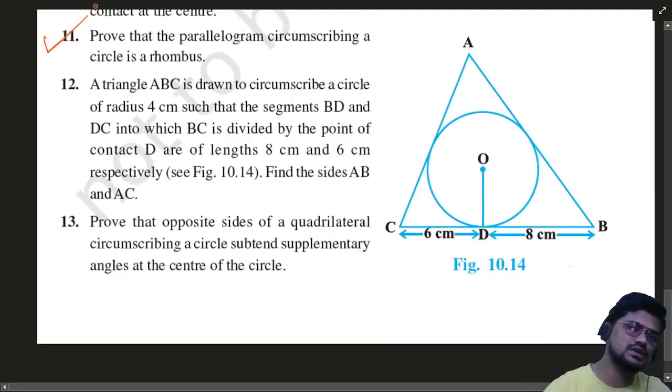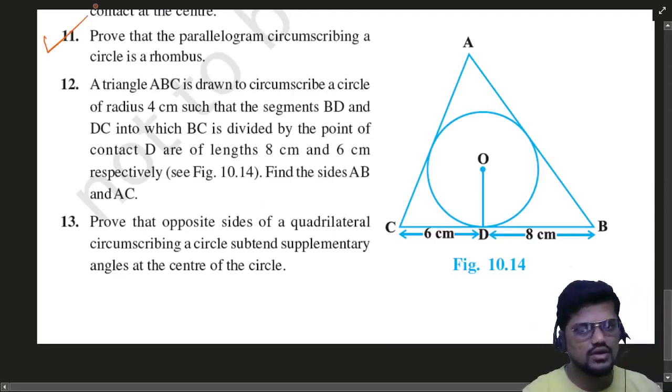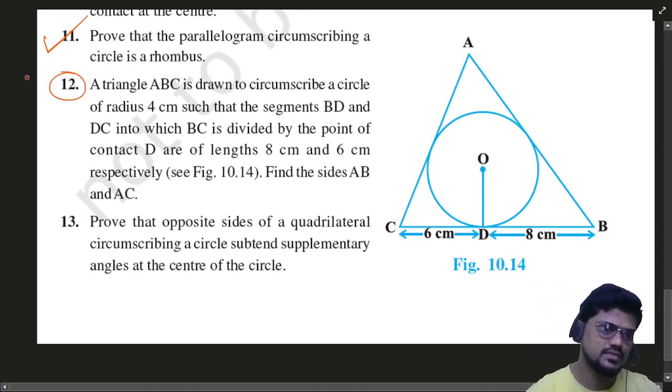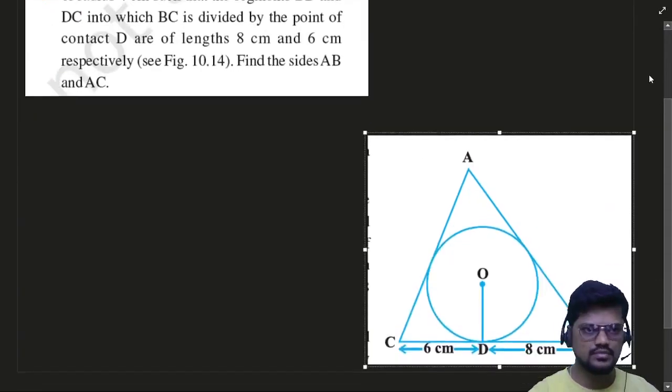Prove that the parallelogram circumscribing a circle is a rhombus. Can you try solving the 12th problem by yourself? Please try it on your own. I'll be back in a minute.